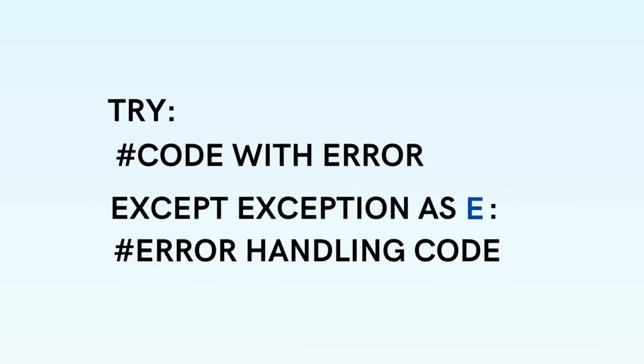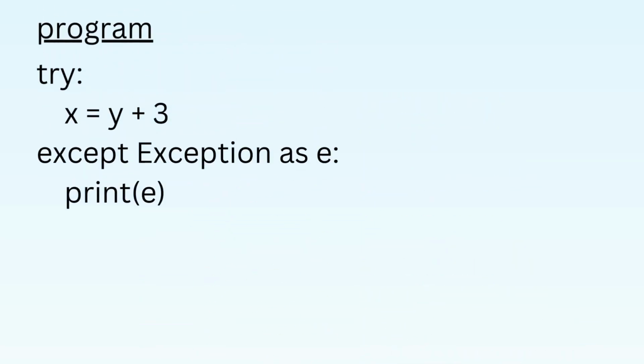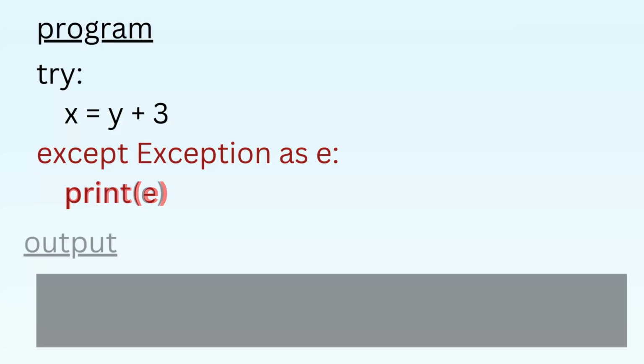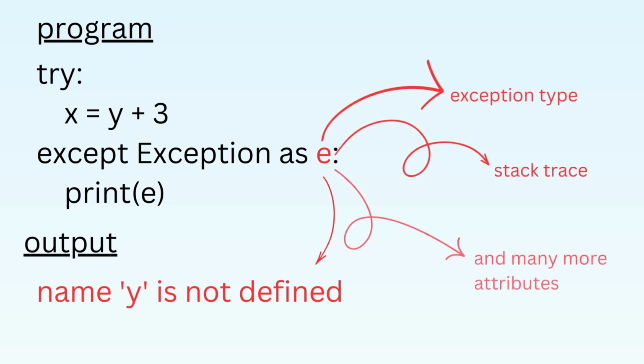So once the exception object is caught, we store it in this variable named e so that we can access all the attributes of the caught exception. Let's take an example and see what we can do with this object e. As you can see, we have one statement in the try block which says x = y + 3, and in the except block we just have one statement which says print(e). On running this code, we get the output: name 'y' is not defined. Where did this string come from? It came from the exception object e. This is not the only information contained in this exception object. You can also get the exception type, the stack trace, etc. from this object. If you wish to learn more about how to do that, we have an entire video dedicated to it, which you can find in the description.